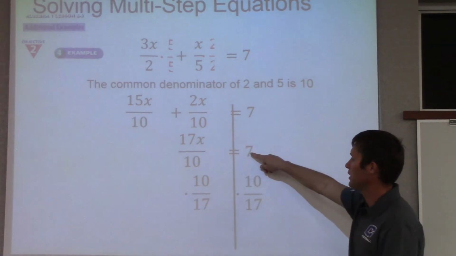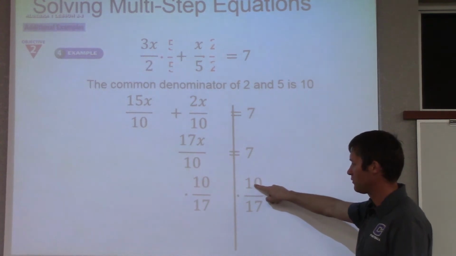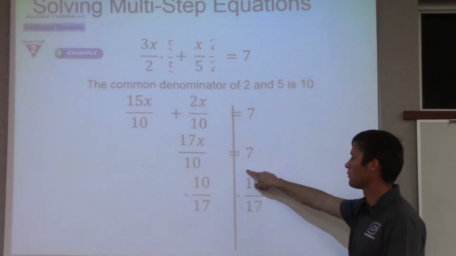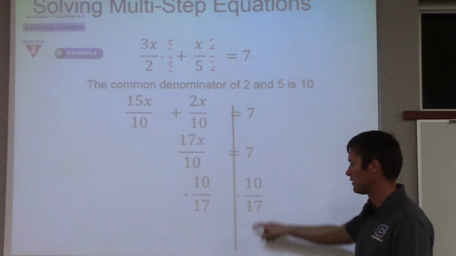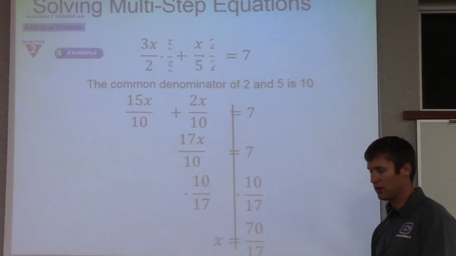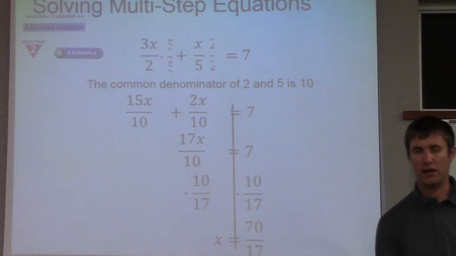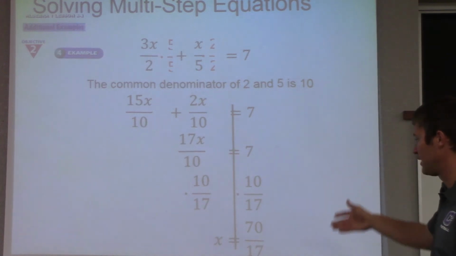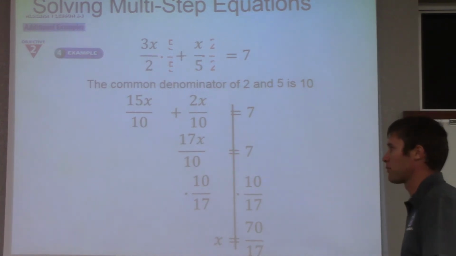So when we do that, we'd have 7 times 10 would be 70, and this is over 1. 1 times 17 would be 17. So it would be 70 over 17, and you could leave it that way. We can't simplify anymore because 17 is a prime number.